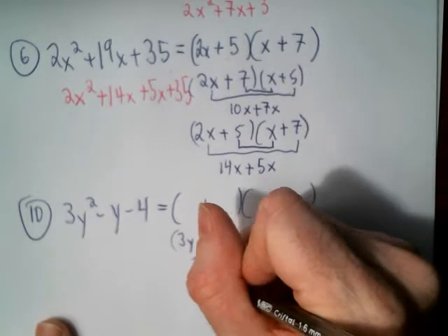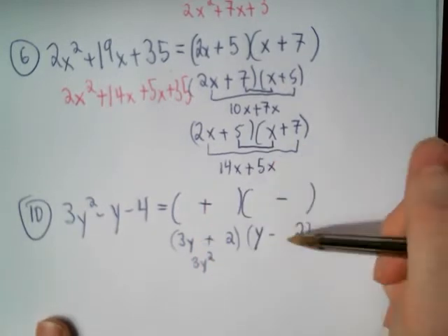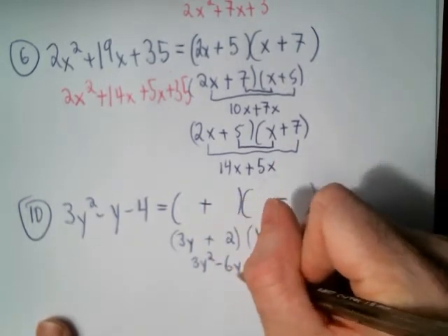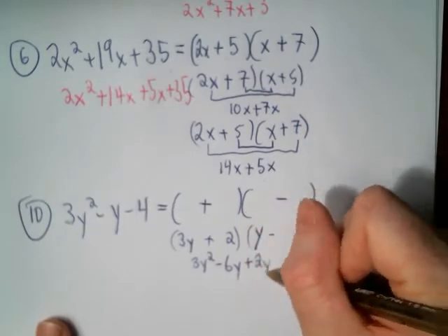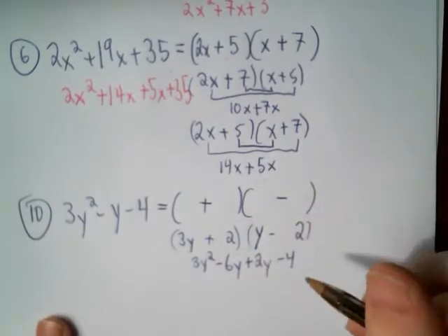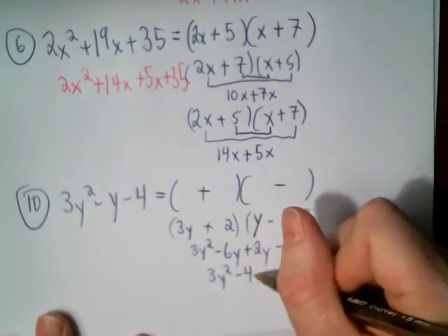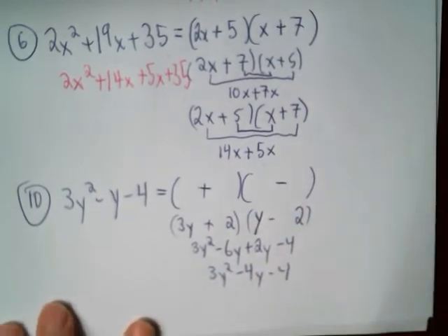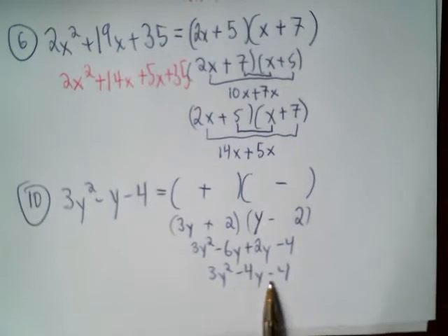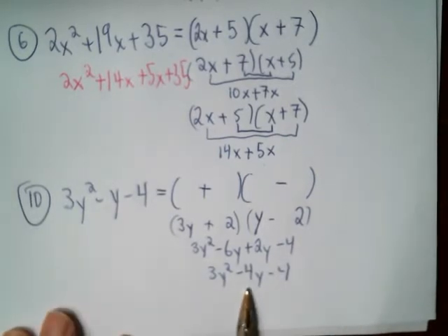3y times y is 3y squared, the outer, minus 6y, the inner, plus 2y, and then the last minus 4. So we get 3y squared minus 4y minus 4, and no, that didn't work, right? So we probably want to do something drastic. It's not a matter of the signs just being wrong. This middle guy is really not working for us.